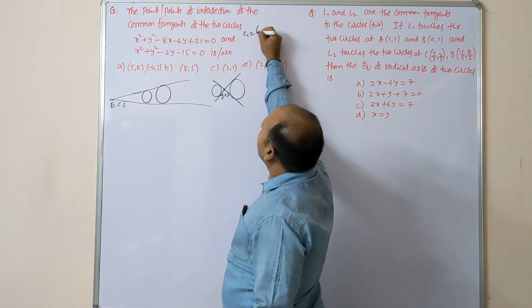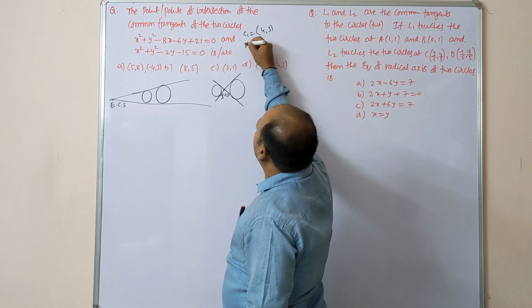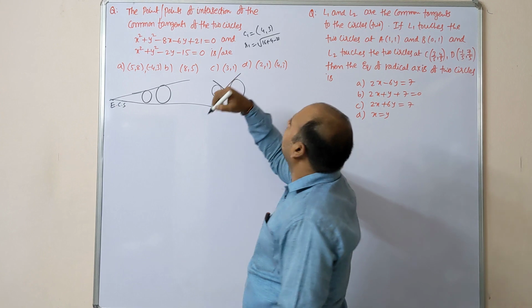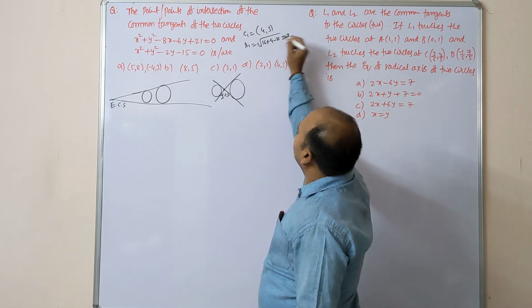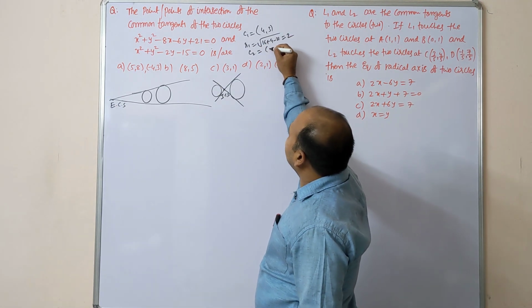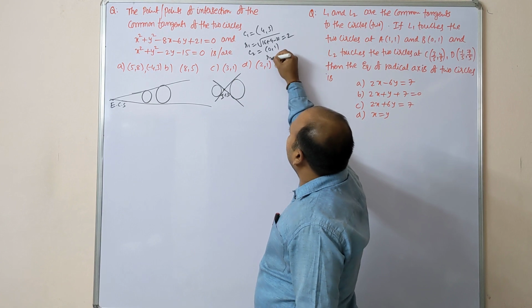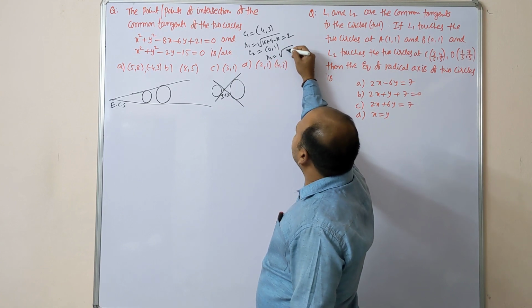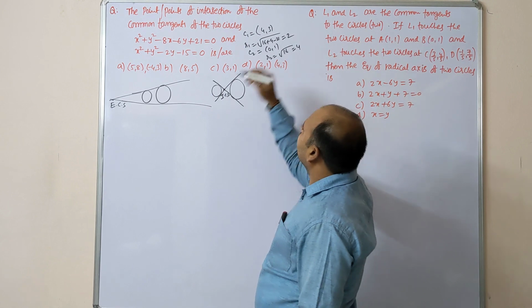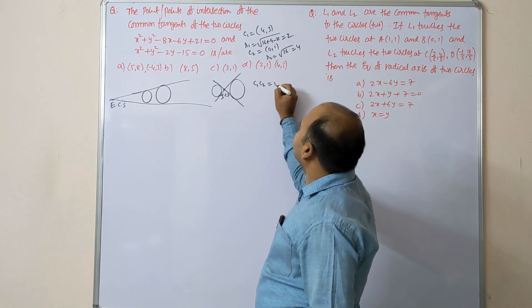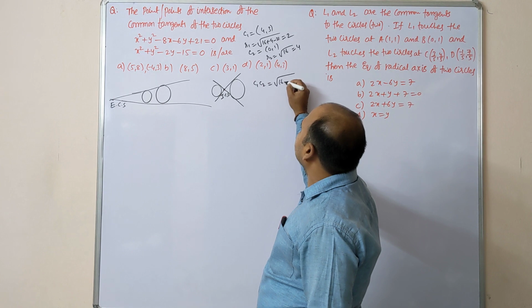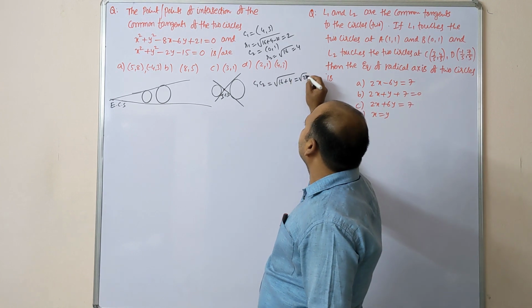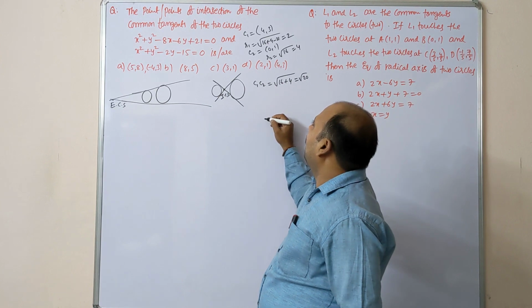C1 equal to (4, 3). R1 equal to root of 16 plus 9 minus 21, so root 4 means 2. C2, the second circle center, is (0, 1). R2 equals root of 0 plus 1 plus 15, root 16, so 4. So C1C2 is root of (4 minus 0) squared plus (3 minus 1) squared, so root 20.